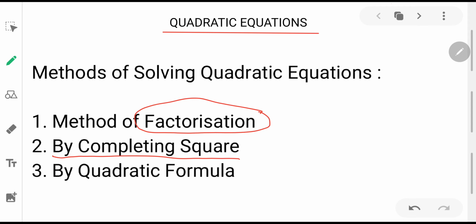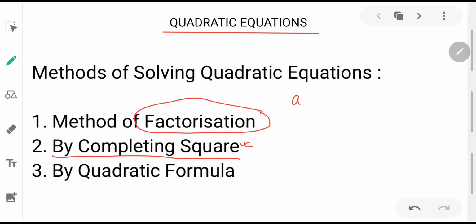If it is not clear, then you can just go to the link in the description and recheck the method of factorization. Now let's go to the method of completing squares. For the method of completing squares, you need to know two formulas. You already know about these two formulas.